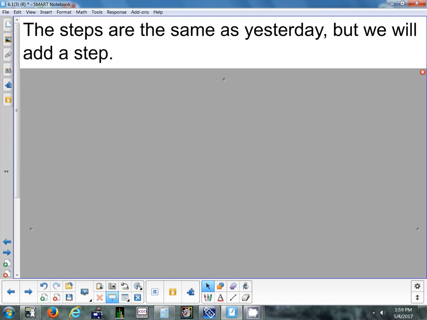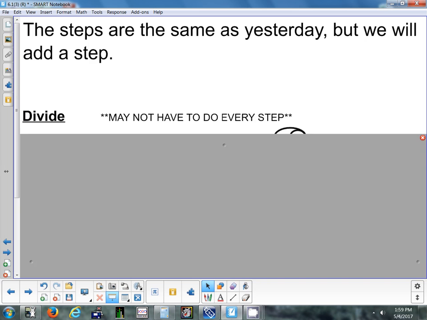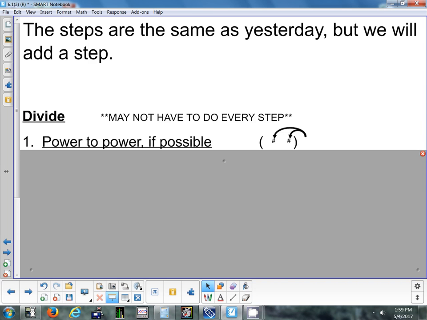Does anybody remember the first step from yesterday? And remember, same thing as yesterday. You may not have to do all these steps. A couple of the ones we did yesterday, we were only doing like step 4 and 5. And I think we did a couple that had step 3, 4, and 5. But does anybody remember the first step yesterday, Nini? Power to a power. That stays the same. So power to a power, if possible.